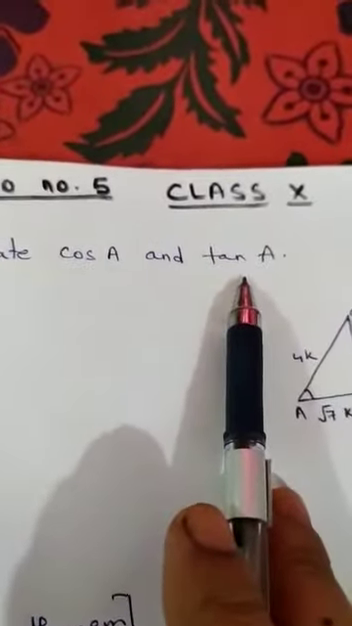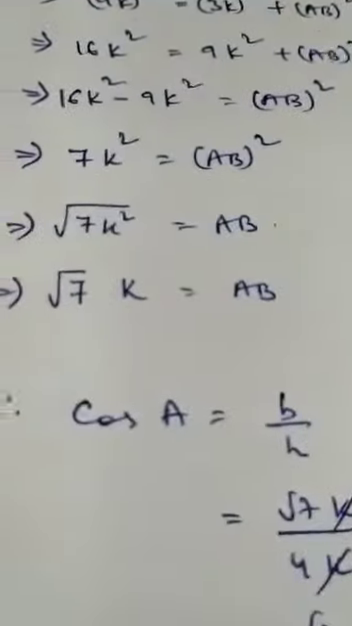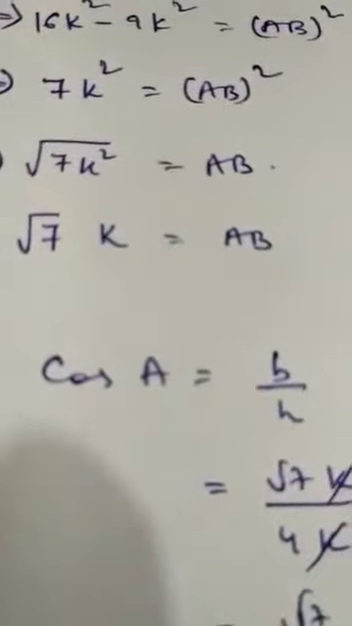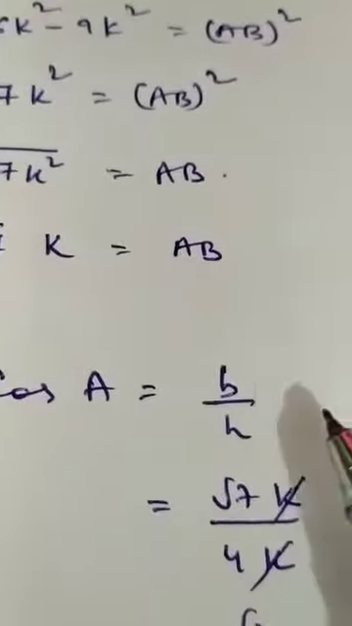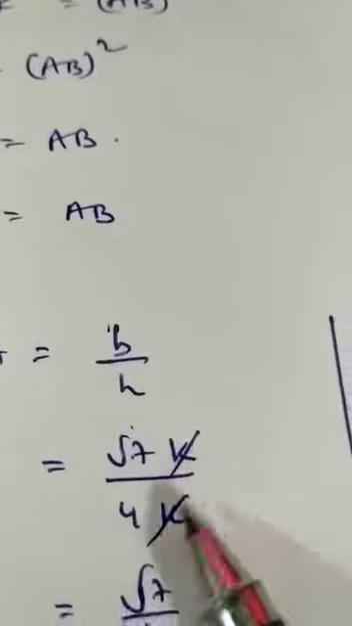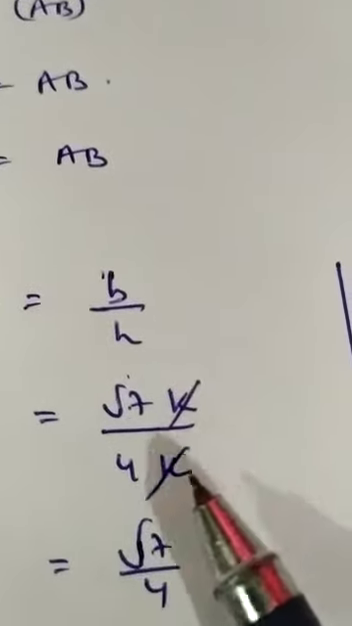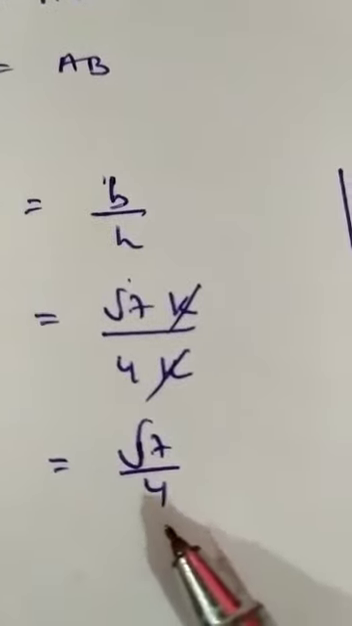Now I am asked in the question to find cos A and tan A. So I will find cos A and tan A now. Therefore cos A will be base by hypotenuse. We know the formula: cos is base by hypotenuse. Base is root 7k and hypotenuse is 4k. So I will write root 7k by 4k. K will get cancelled. So the answer will be root 7 by 4.